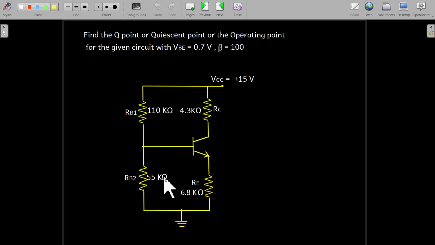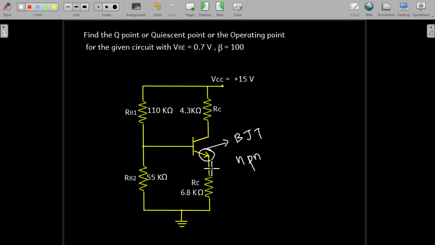Hello everybody. Now we are going to solve a problem to find out this Q point, or the quiescent point, for this BJT. This is a bipolar junction transistor. Since here we have this arrowhead outwards, this indicates it is an NPN transistor.